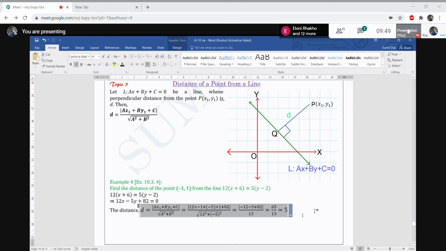Fine. So the distance from the line is 5 units. This is example 4 of exercise 10.3. So you have to write the answer: the distance is equal to 5 units.